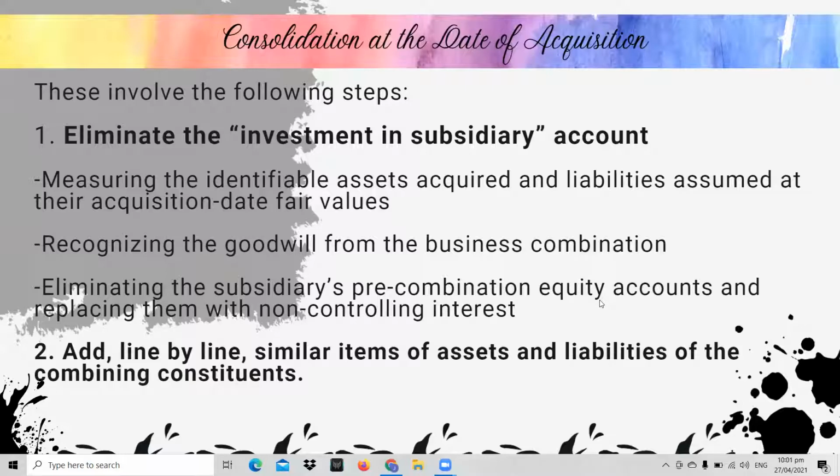Next is recognizing the goodwill from the business combination. Next is eliminating the subsidiary's pre-combination equity accounts and replacing them with non-controlling interest. So we have to eliminate the pre-combination subsidiary's equity accounts since this equity no longer belongs to the subsidiary and is already controlled by or owned by the parent. Second is to add line by line similar items of assets and liabilities of the combining constituents.